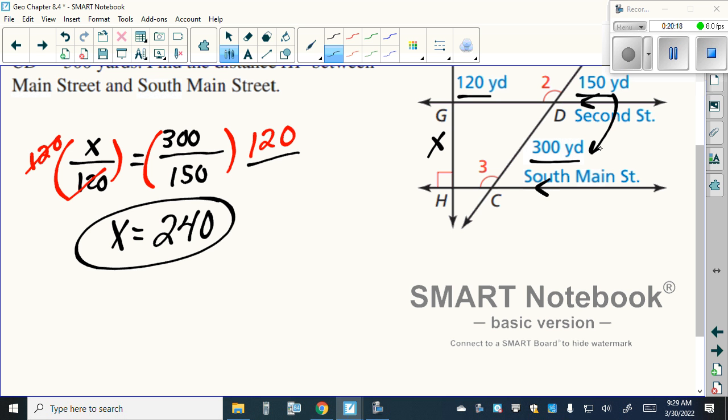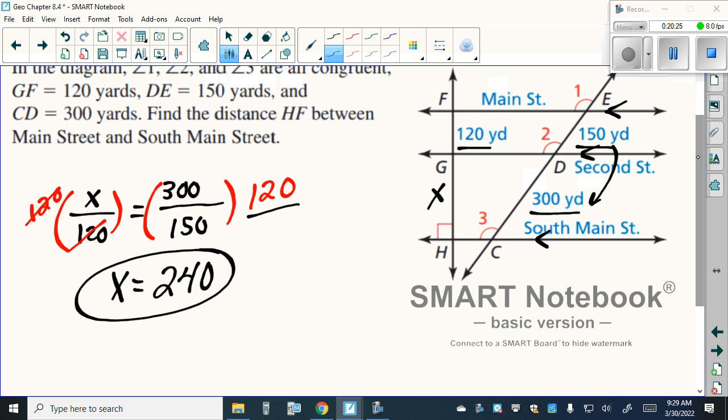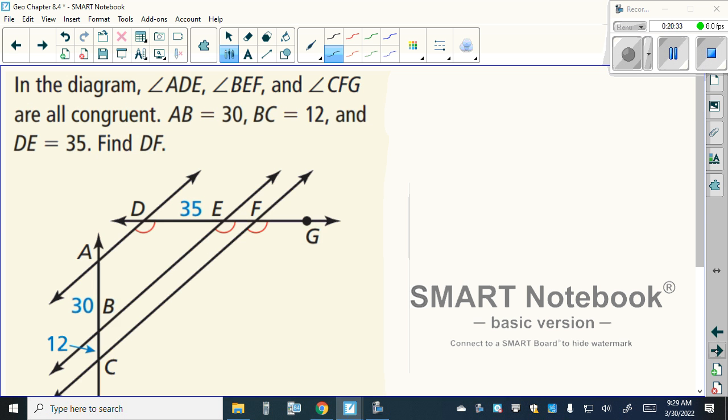So looking back at the original problem is somewhat helpful to make sure, did we get it right? Does it fit in what we're looking at? And that's all we have to do for this here. Any questions on any of this here? Let's look at the next one.